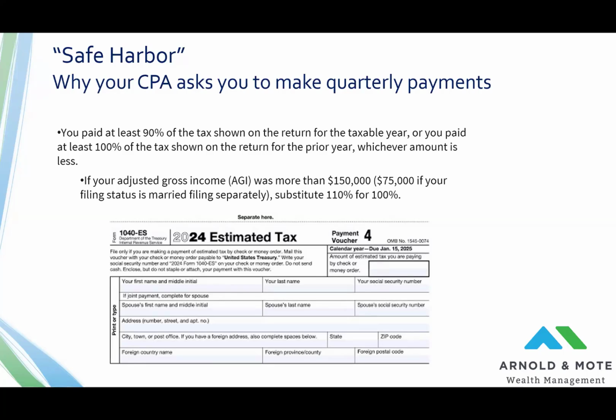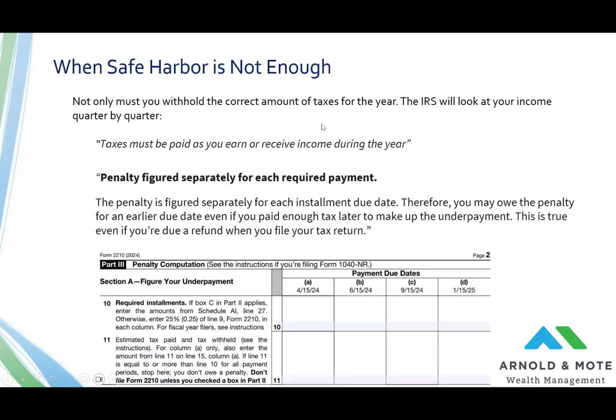And so sometimes it seems a little bit too conservative, these quarterly payments your CPA is asking you for. But the reason they're doing that is to get you off the hook for penalties later on. Sometimes it's too much, but they're giving you a number that should help you avoid those underpayment penalties.